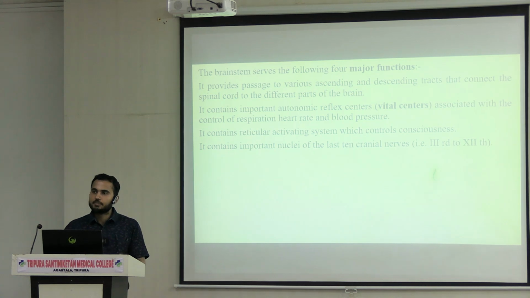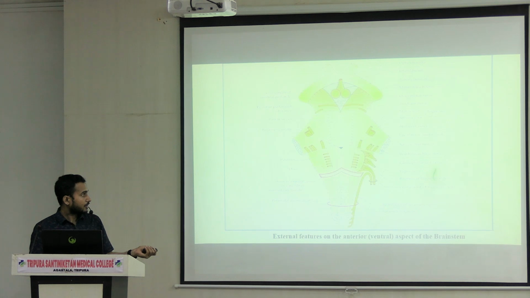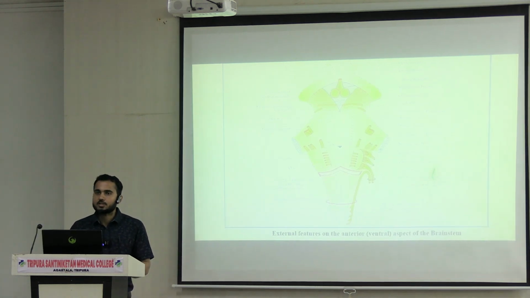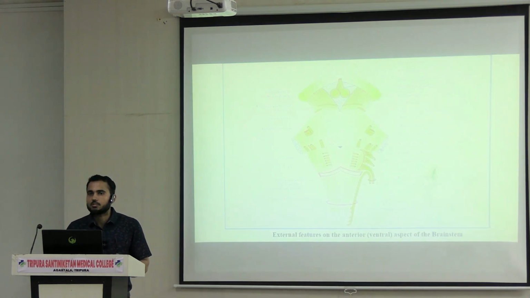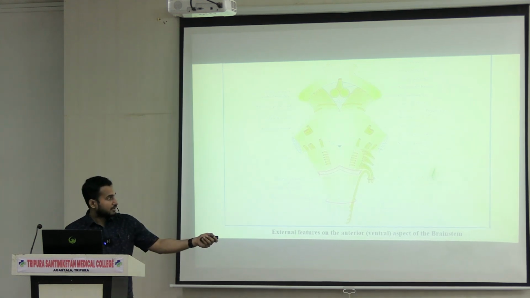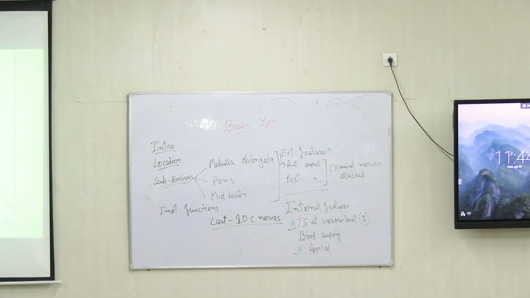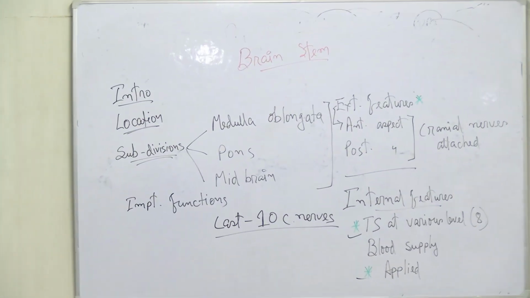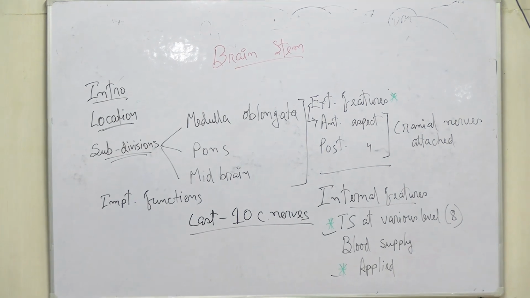Now each and every part has separate functions. In order to study the external features, what I have mentioned is that we have to see the anterior aspect and the posterior aspect of the brainstem. But we don't have to study the brainstem as a whole. First we will study the medulla, then the pons, and then the midbrain.